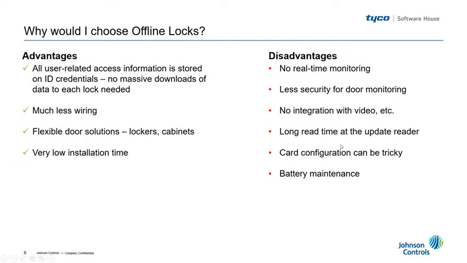Some other disadvantages: they have batteries. You have to change the batteries now and then. You do get a low battery alert from somebody else's card, with a viral transmission back to the CQ9000 through that hotspot again. But yeah, these are used for lower security applications, dorm rooms, supply closets, cabinets. They do have a nice line of cabinet locks as well.